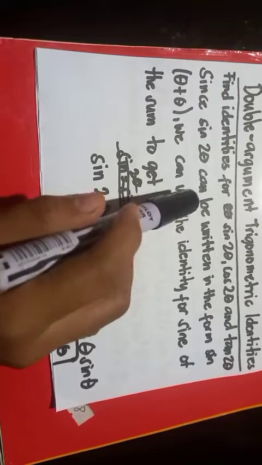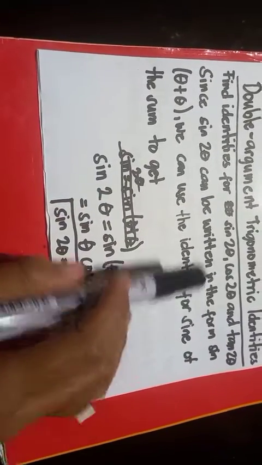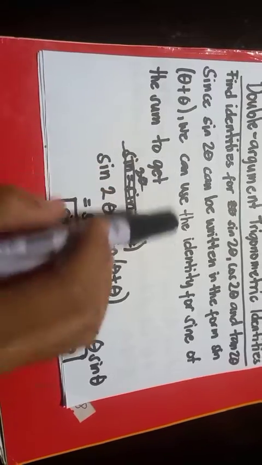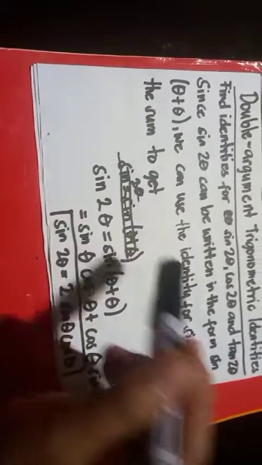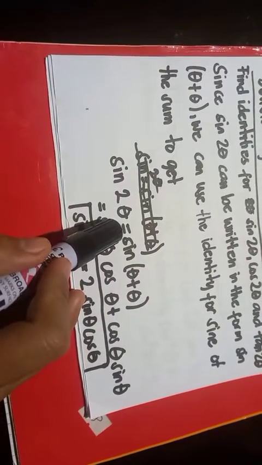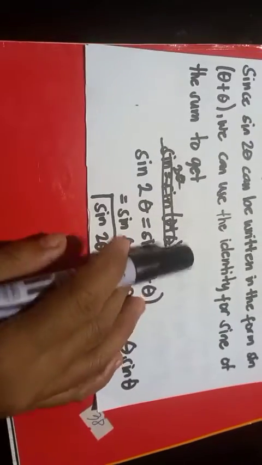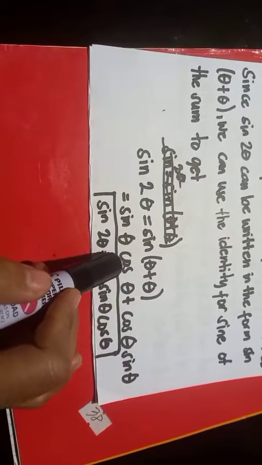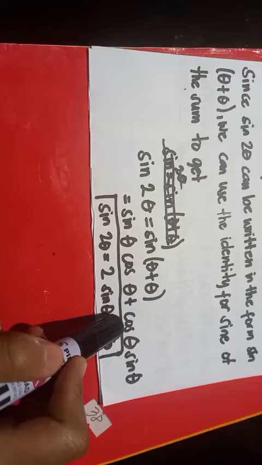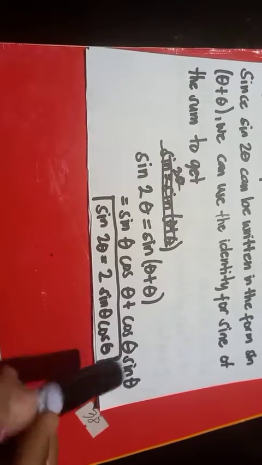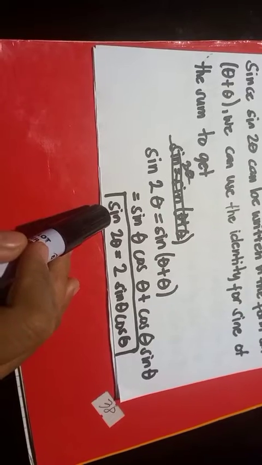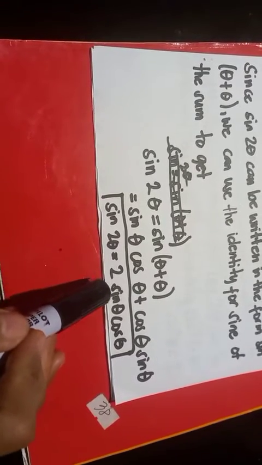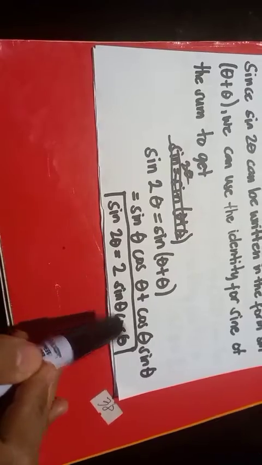Since sine 2 theta can be written in the form of the sine of theta plus theta, we can use the identity for sine of the sum to get sine 2 theta is equal to sine of theta plus theta. So we have sine theta cos theta plus cos theta sine theta. So we have sine 2 theta is equal to 2 sine theta cos theta.